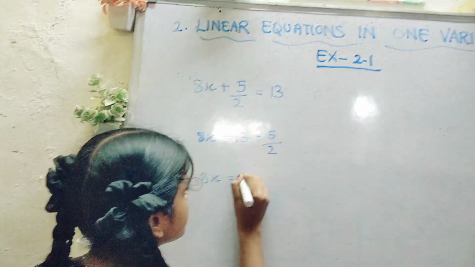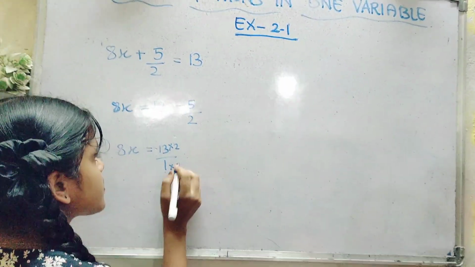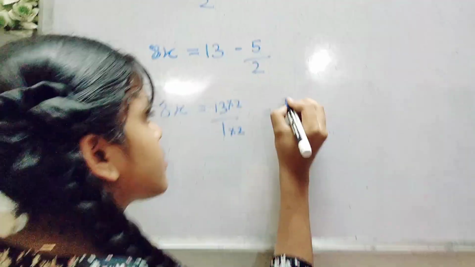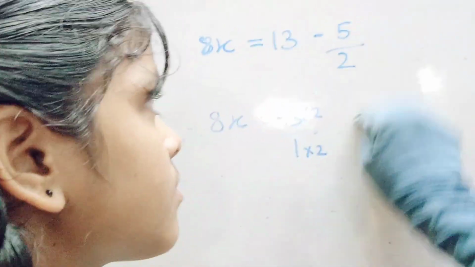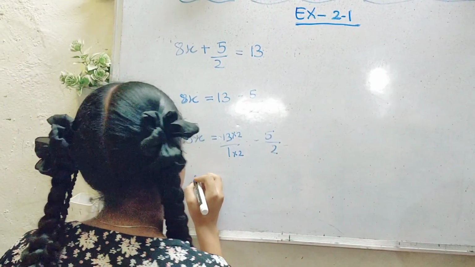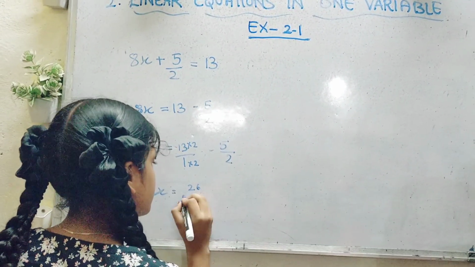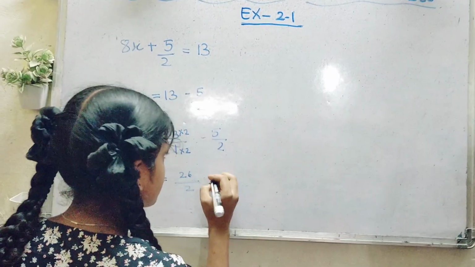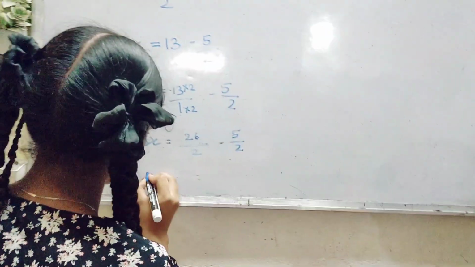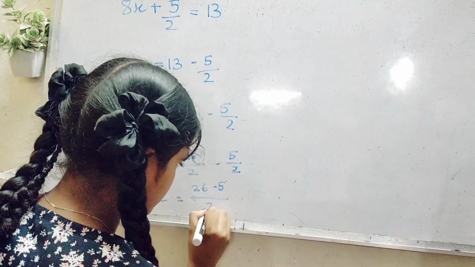What I said? How you are supposed to do? Solve. Write this also if you are writing it. No. Write this also here. Same. Please give her a good marker otherwise. 8x equal to 13 into 2, 26 by 2. Okay, minus 5 by 2. Then 8x equal to 26 minus 5 by 2.